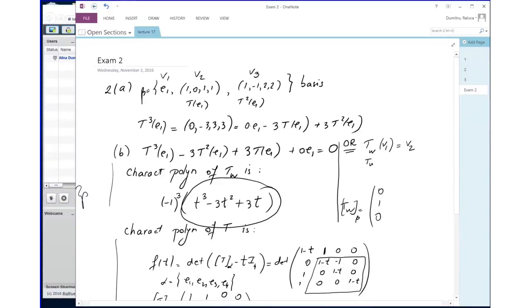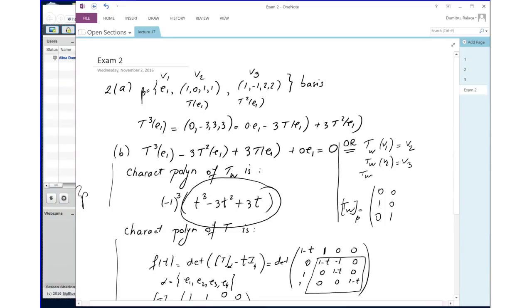What is TW of V2? TW is just T, right? With the sub W just means I'm restricting to that set. When I apply it to V2, I get V3, right? Because that's what V3 is. 0, 0, 1 is V3 expressed in that basis.